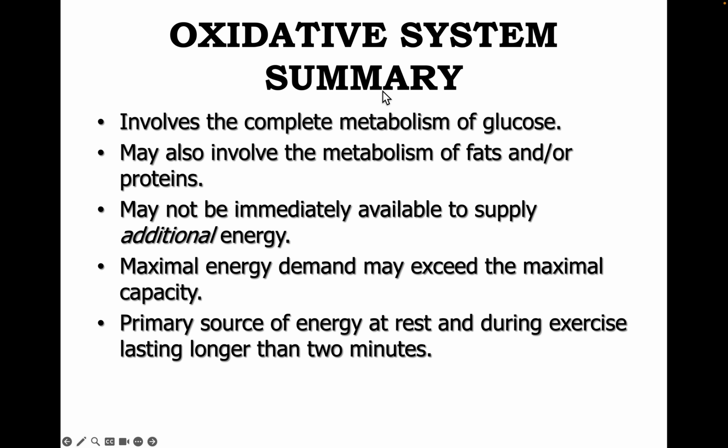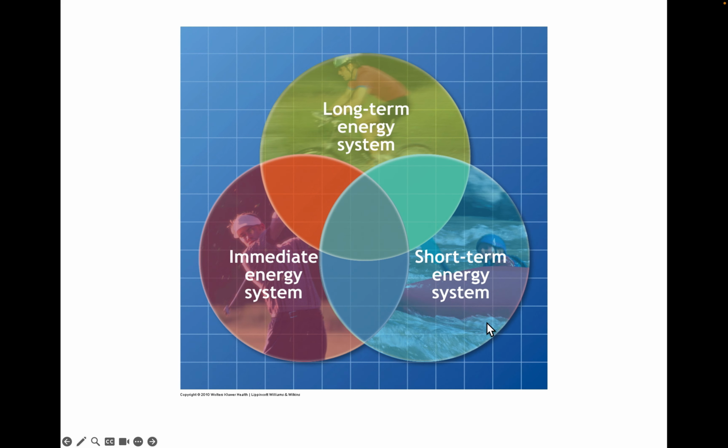The oxidative energy system is also the main source of energy at rest and also during exercise bouts that last longer than 2 minutes. Now, on this slide, what's important to note is that our immediate energy system is our phosphocreatine energy system. Short-term energy system, that's glycolysis. Long-term energy system, that's our aerobic energy system.